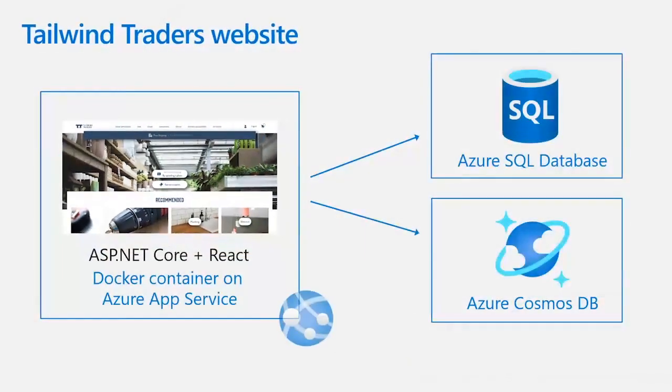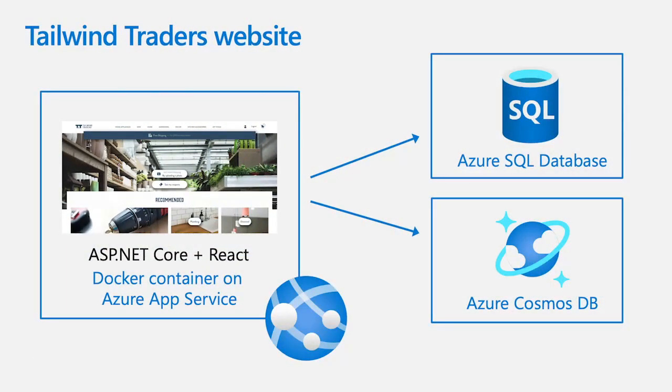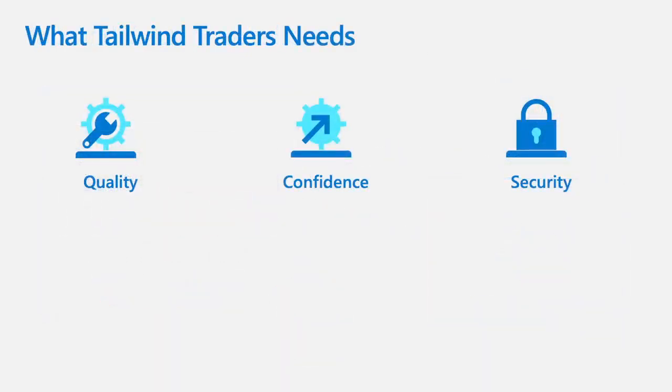So just a quick overview of how this actually works. Right now, we have Tailwind Traders in a Docker container running an app service. It still connects over to Azure SQL Database and Azure Cosmos DB. But there's a few things that Tailwind Traders needs. Certain things aren't quite working the way that we need for scale.